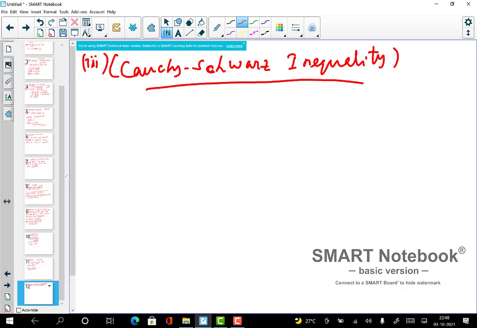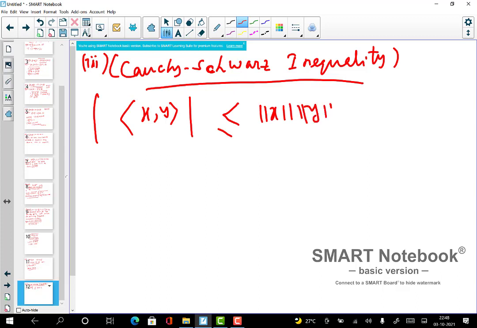Now what does the Cauchy-Schwarz inequality tell you? When you take the inner product of two vectors, this can be a complex number, because the field may be complex also. If you take the mod value, that means you want it to be positive, then it is bounded by the norm of x times the norm of y. This is an amazing property, and you will find there are so many problems that can use this inequality. There are several proofs, so let me give one easy proof.